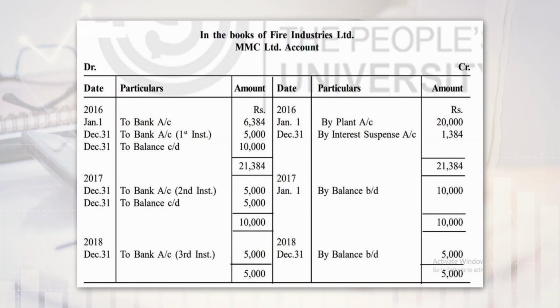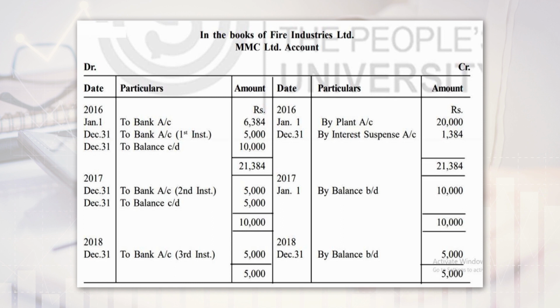So in the books of Fire Industries, that is in the books of the purchaser, the purchaser will make 2 accounts. The first one is the vendor account, that is MMC Limited account. When the asset was purchased, the plant was purchased for rupees 20,000. So the entry in the books of the purchaser is plant account debit to hire vendor. So in the account of the hire vendor, by plant 20,000 rupees.